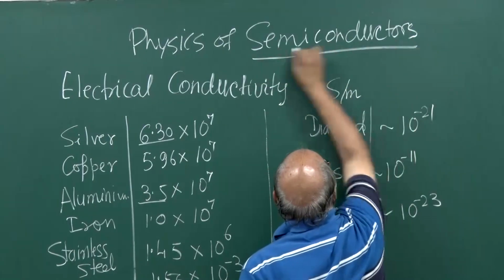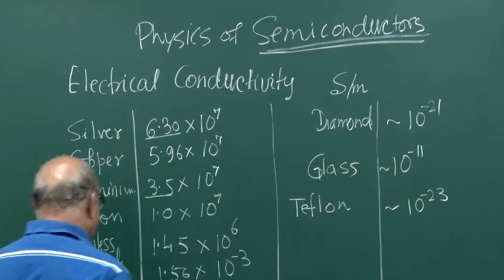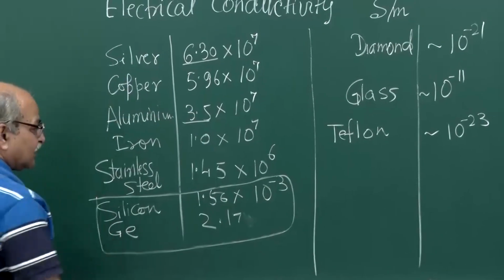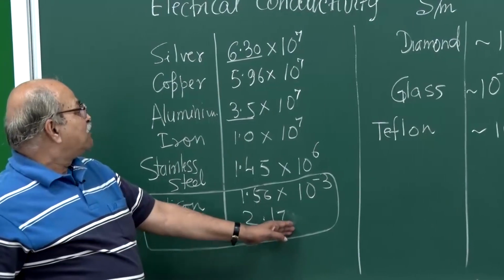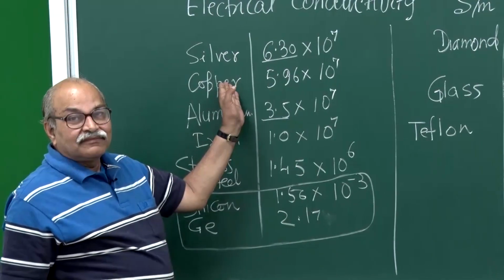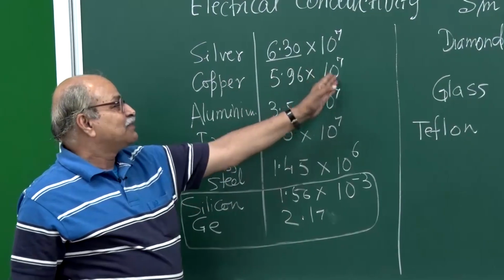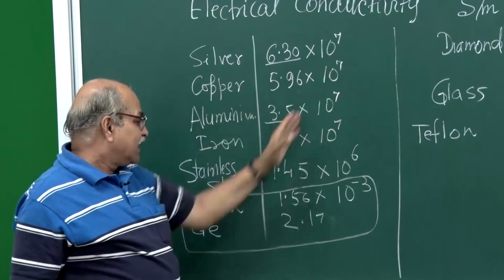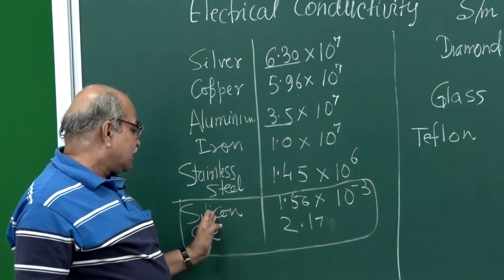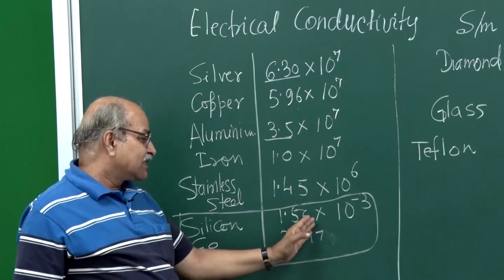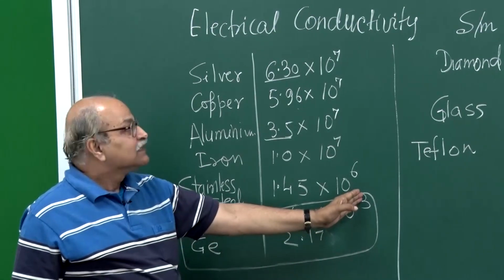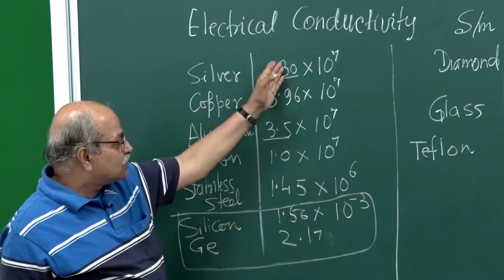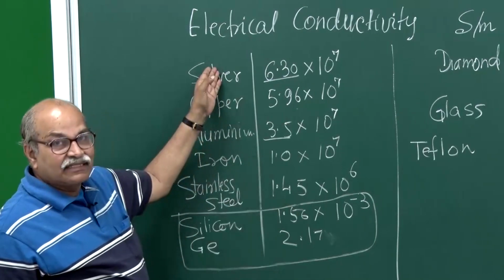And semiconductors, we are here, in this range. You can see if you compare with copper, copper conductivity is 5.96 into 10 power 7, and silicon conductivity is 1.56 into 10 power minus 3. So almost 10 to the power 11 times smaller than silver.